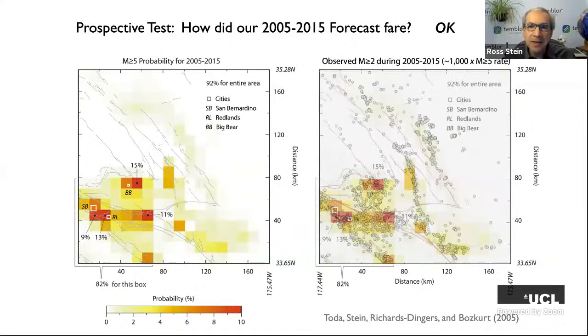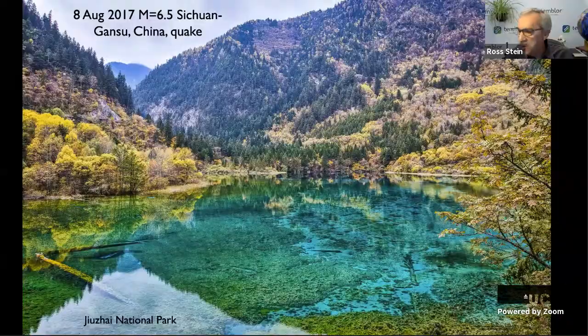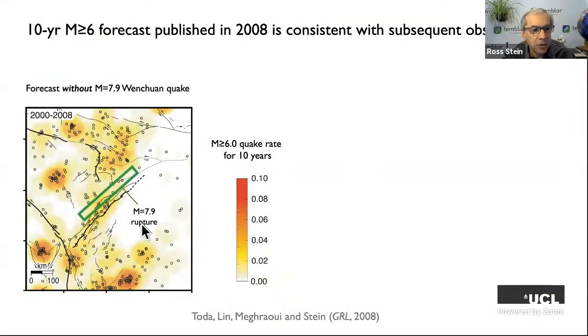All right, here's another forecast we did 3 years later. And that's in the area around Wenchuan, China. So you remember this horrible earthquake, a magnitude 7.9, that occurred in 2008. Here's basically a decade of background seismicity smoothed. So if that earthquake hadn't occurred, that would be our forecast for the future.